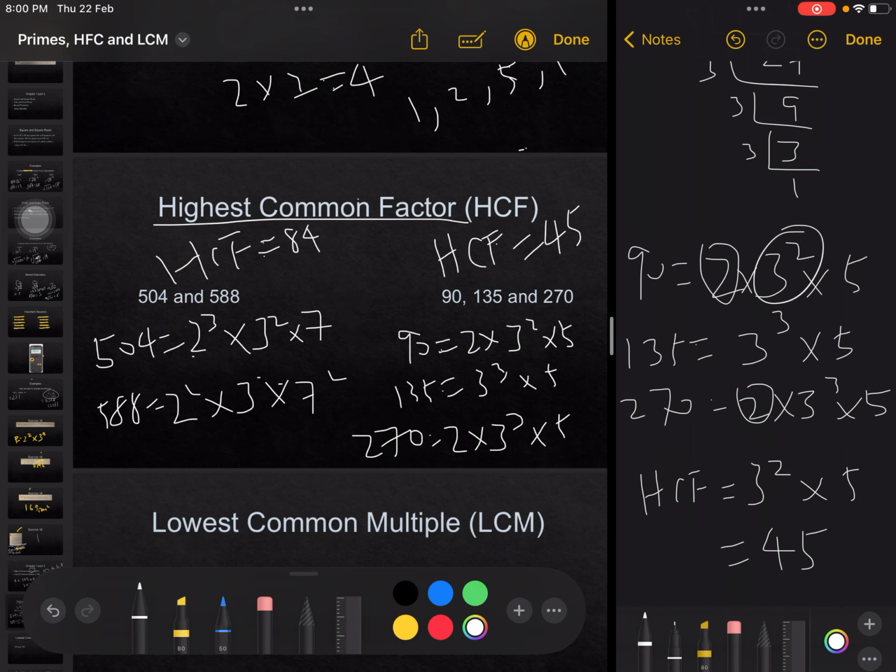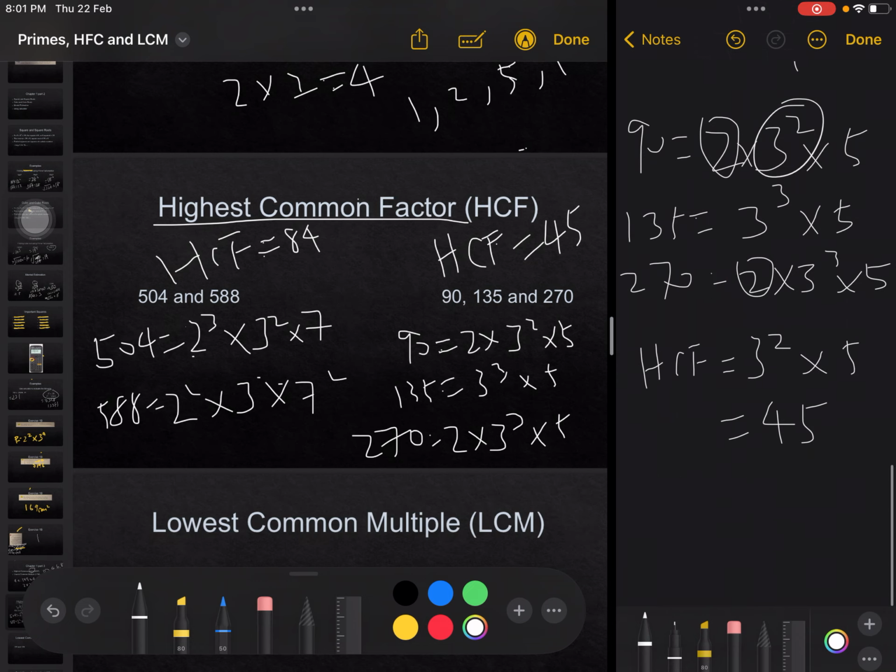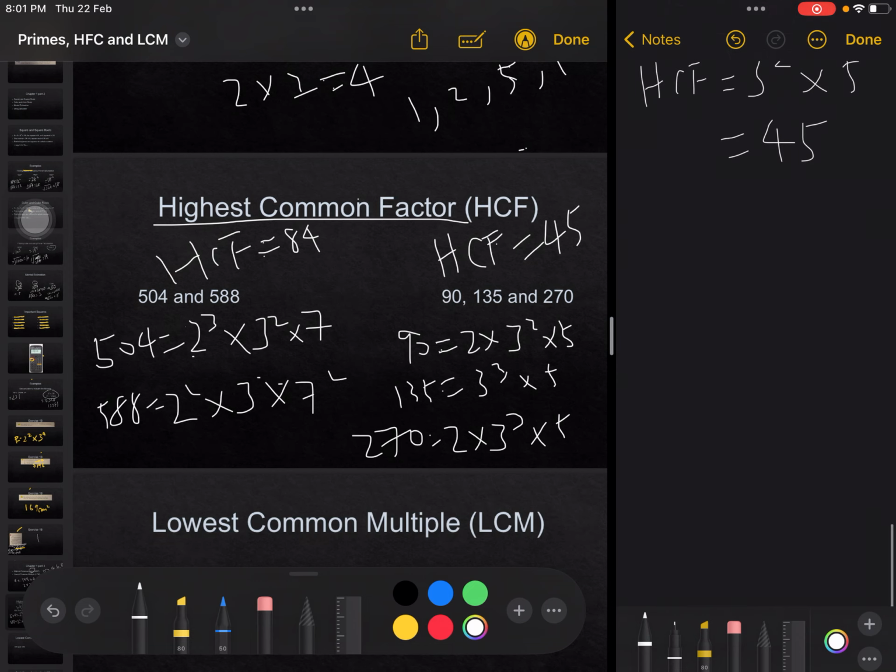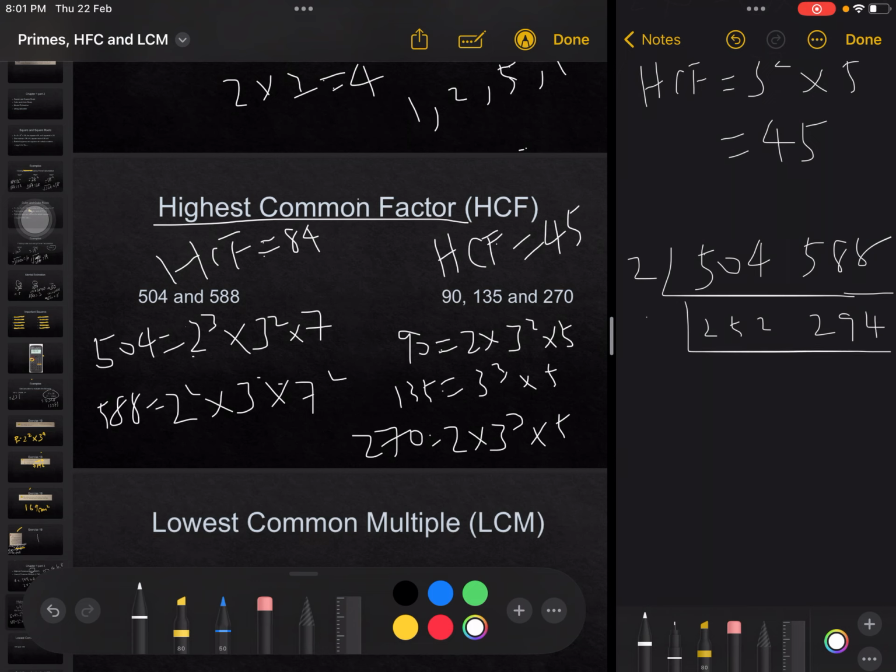Okay, so another way how other people find HCF. There's another way to do this. Let's take, for example, 504 and 588. Okay, so there are some people who do it this way. They divide both together using the same prime factor. So let's say for example 2. So this is 252, and this is 294. Both are still able to divide by 2.